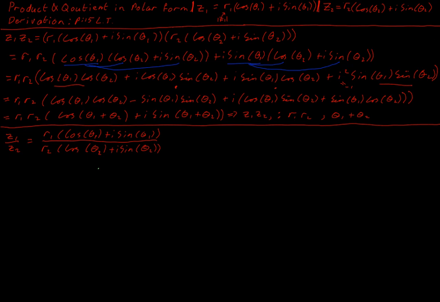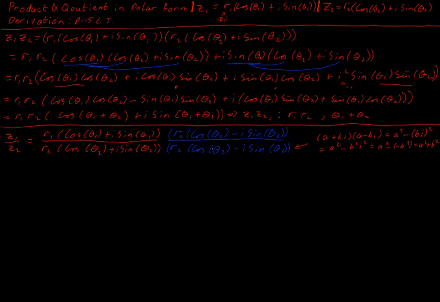Very much the same as what we would have done when we had them in rectangular form, or a plus bi form. So that's what we're going to do. So how do we get rid of our complex denominator? We are going to multiply by the conjugate. So I'm going to multiply by the conjugate of z2. I'm going to write that out for you now.